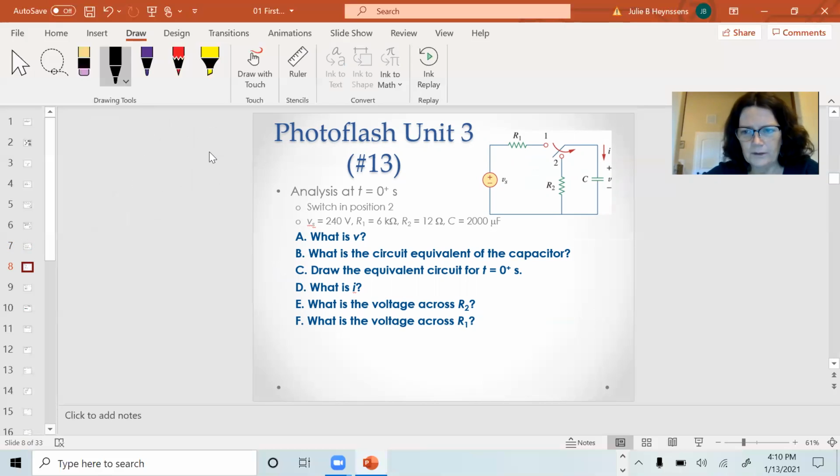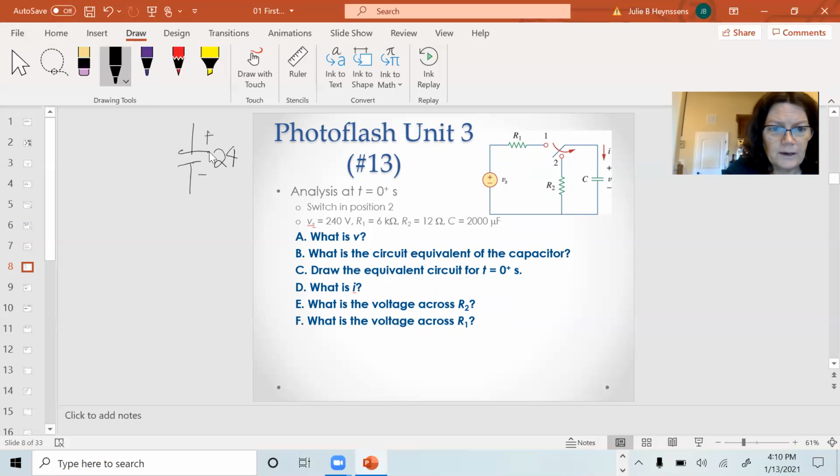So the next thing I want to do, I've got everything I'm going to learn from the 0 minus circuit, so I'm going to draw the circuit as it appears right after the switch is thrown. Now, right after the switch is thrown, we've had a big change in the conditions of the circuit, so the capacitor is no longer an open. My capacitor is a capacitor. We know the voltage across it because we've solved for that. It was 240 volts with the plus pointing up. And now that we're in position 2, R2 is in the circuit, and R2 is 12 ohms.